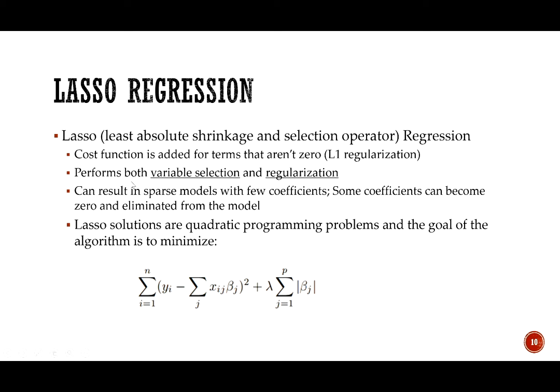Lasso regression performs both variable selection and regularization, and it can result in sparse models with few coefficients. Some coefficients can become zero and be eliminated from the model because of the second term that we added to the cost function. Overall, lasso solutions are quadratic programming problems, and the goal of the algorithm is to minimize this function.